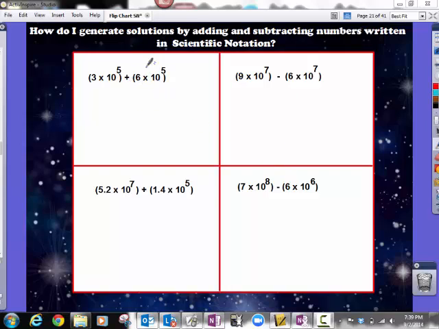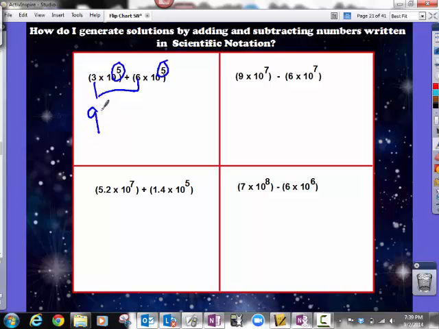The first thing I want to look at when I'm adding or subtracting numbers that are written in scientific notation are the exponents, because it's important to understand that these are the same. So if it's the same, I'm in good shape. It's super easy to just add, and voila, it's going to be there. For example, here I'm adding, so I'm going to take the 3 and add 6. It's just going to give me 9.